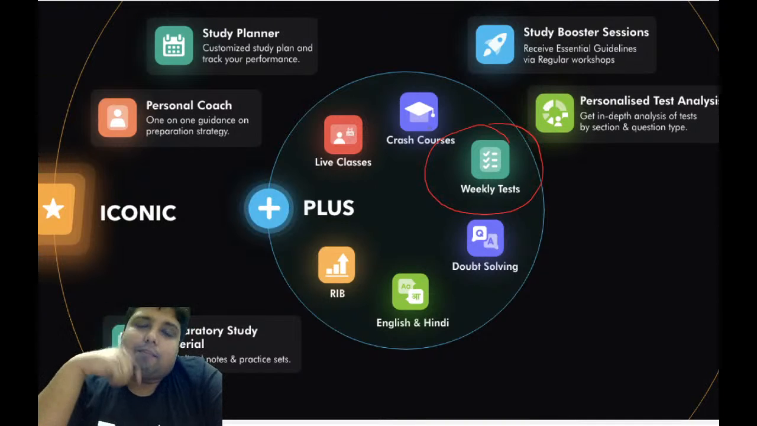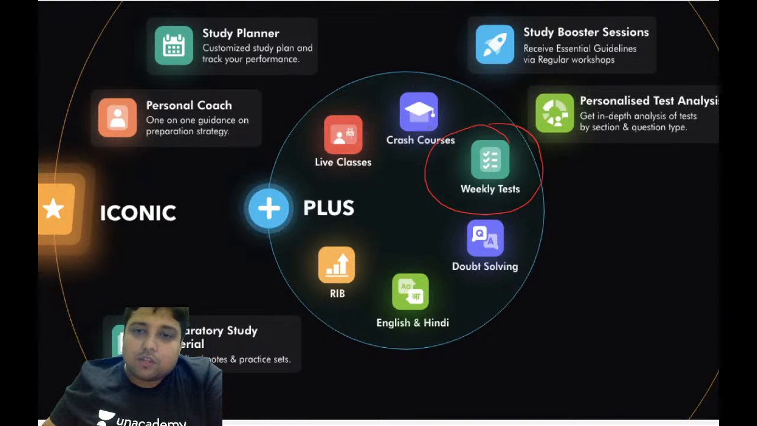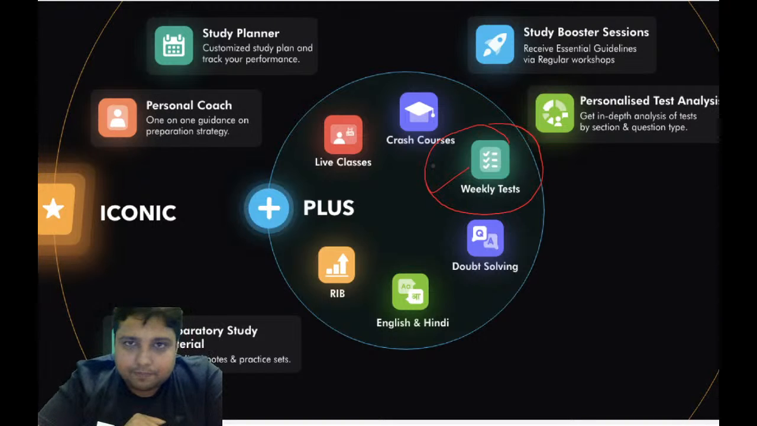All these things are very important. And those things will only come forward, will only come upwards on the surface once you start giving the tests. And for these weekly tests and for these monthly tests that we will be providing you on the Plus platform, you have to opt for the Plus subscription.